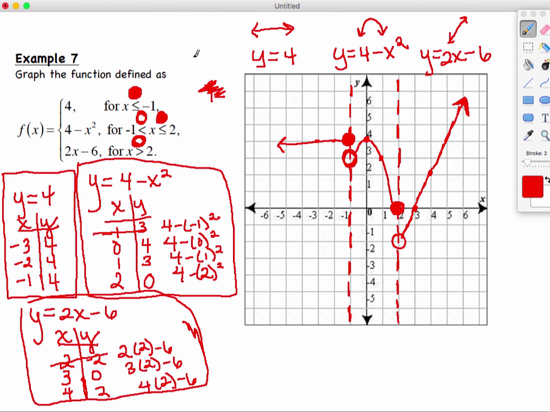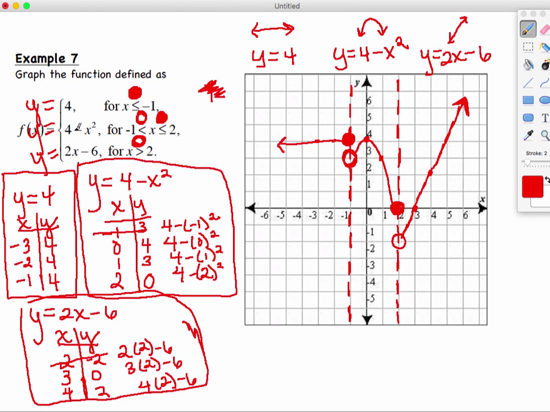Once again, you should have a feel for what you're graphing ahead of time based on what the equations in your piecewise function look like. Each piece represents a different type of y equals equation. Like this is y equals 4, and this is y equals 4 minus x squared, and this is y equals 2x minus 6. And you should know that if you only have a constant, it is a horizontal line. If you have an x squared, you're going to have a parabola. If your parabola has a negative in front of it, it's upside down.